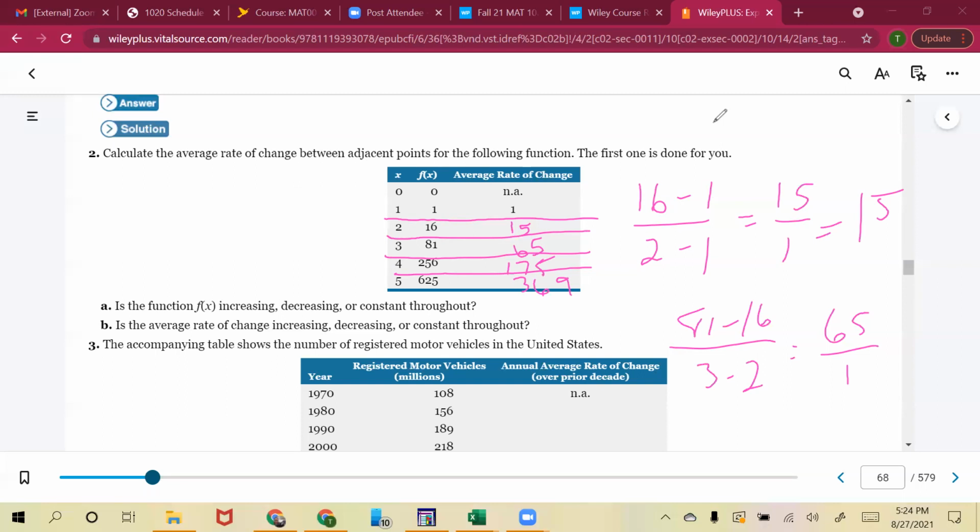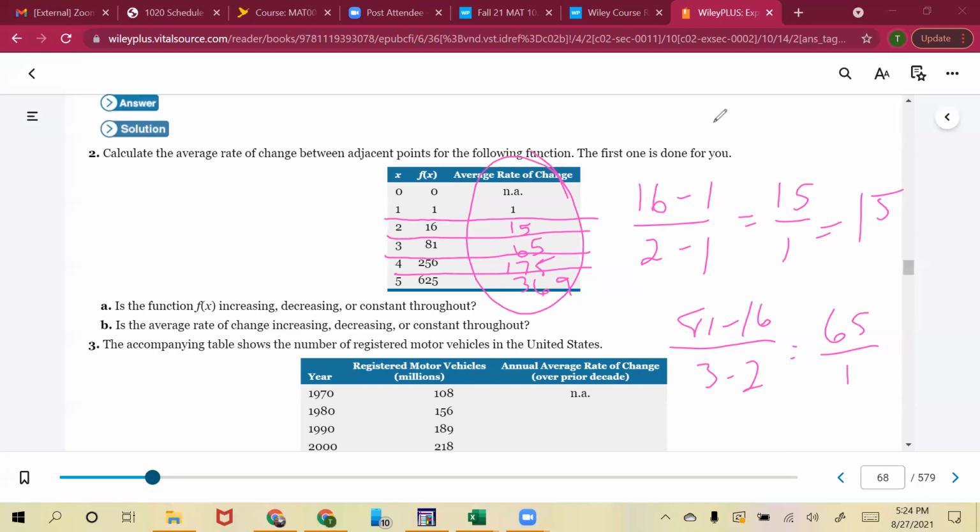So in part A, is the function increasing, decreasing, or constant throughout? This column is the average rate of change here. Do we see it going up? Do we see it going down? What's happening? Well, our numbers are definitely going up, right? Quite a bit. So the function is actually increasing.